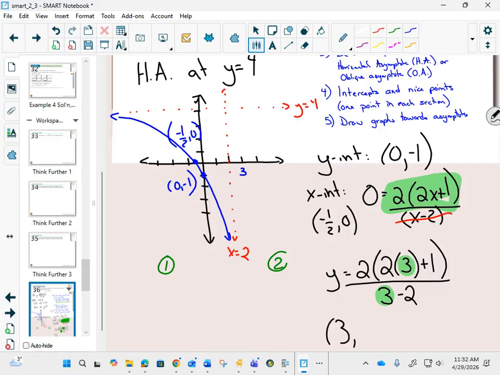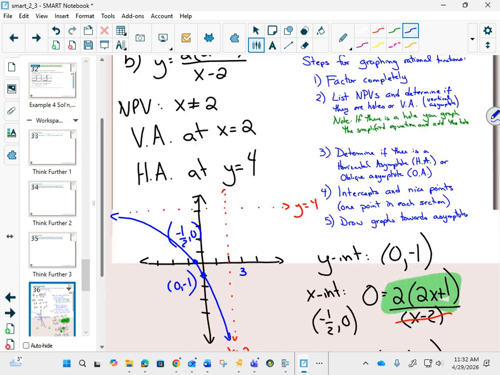Well, if I do the mental math here, 6 plus 1 is 7 times 2 is 14. I get the point (3, 14). If I had plugged in 4, this would be 8, 9 times 2, 18 divided by 2. I get (4, 9). I can choose just one of those. The reason I did 3 is because (3, 14) is way up here, and the asymptote would just keep going. (4, 9), had I done that one, would have been a little bit more reasonable. Still not the greatest.